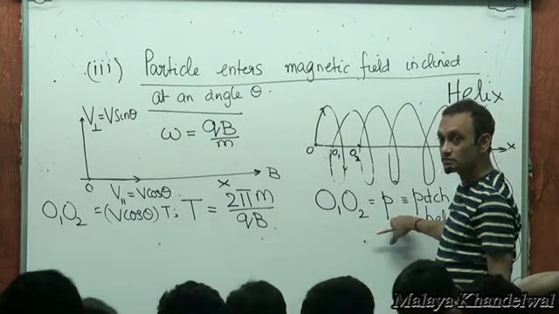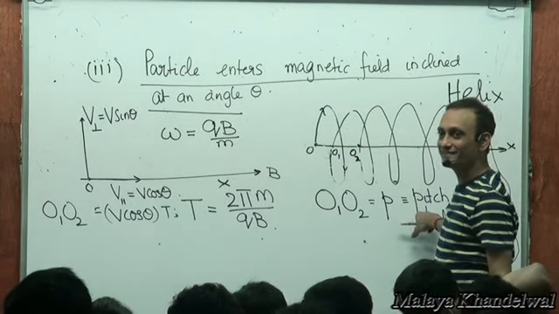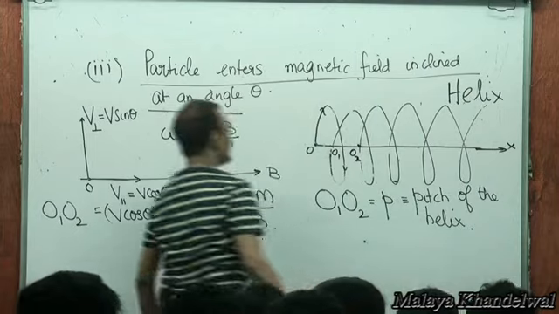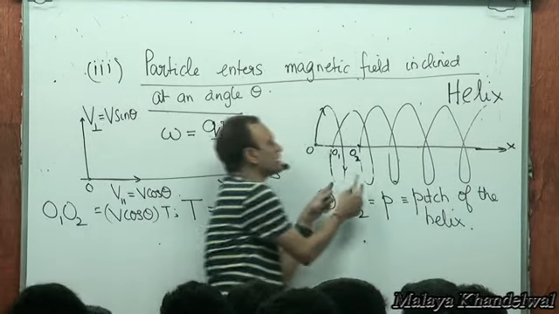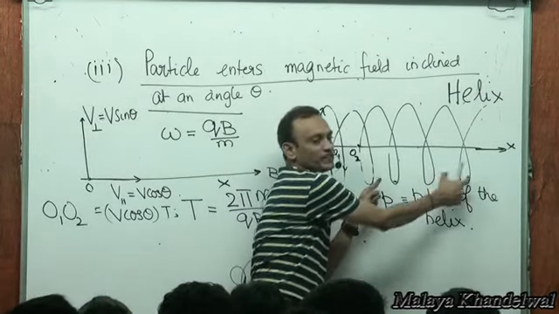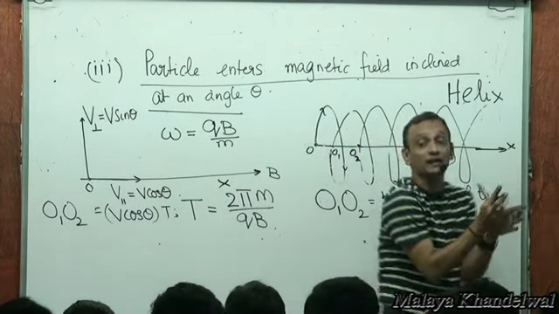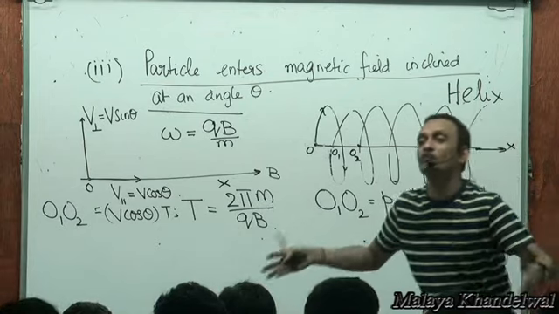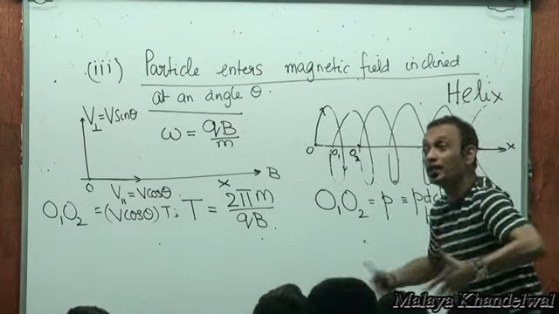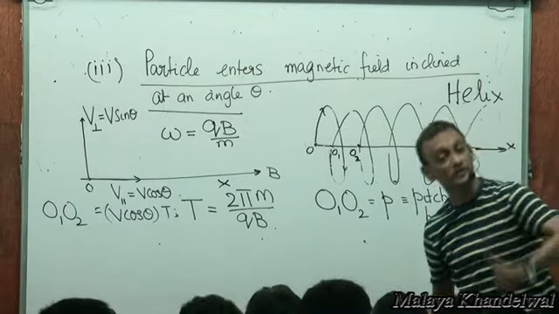Pitch. P and not B. Okay. And this is also the separation between consecutive strands of the helix. See, this separation is P, this separation is P, this separation is P, and the separation between consecutive strands of the helix, that's also the pitch of the helix, which is the geometry of the helix.